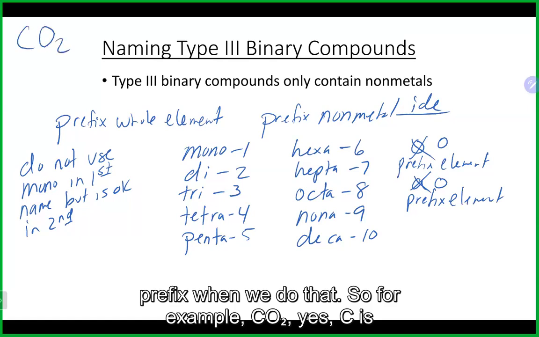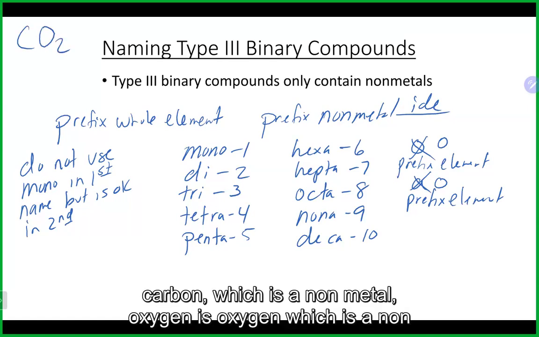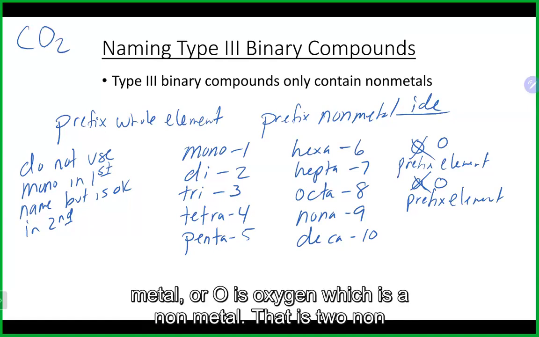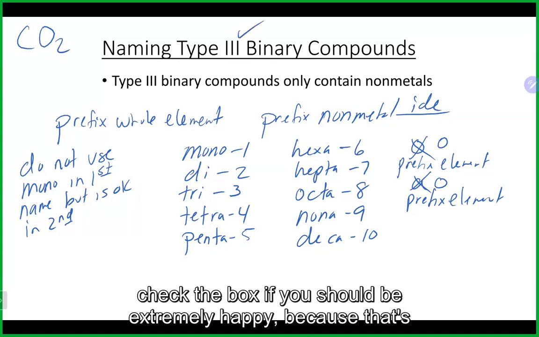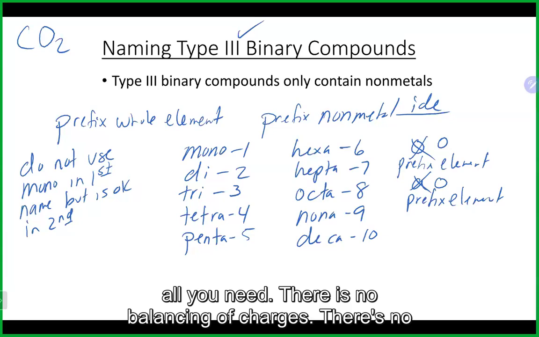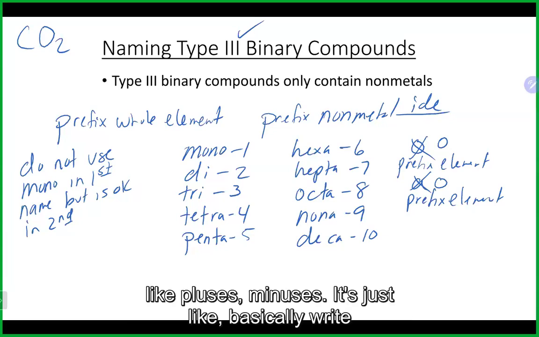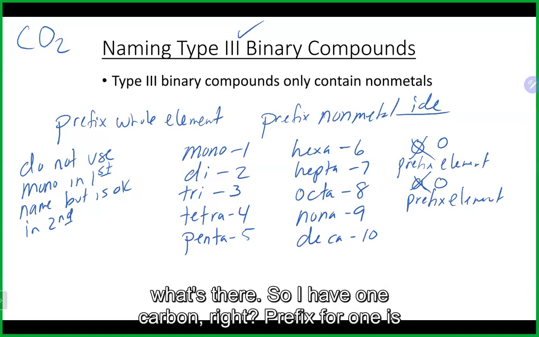So for example, CO2. C is carbon, which is a nonmetal. O is oxygen, which is a nonmetal. That is two nonmetals. That checks the box of type 3. That also should check the box of you should be extremely happy because that's all you need. There is no balancing of charges. There's no pluses, minuses. It's basically just write what's there.